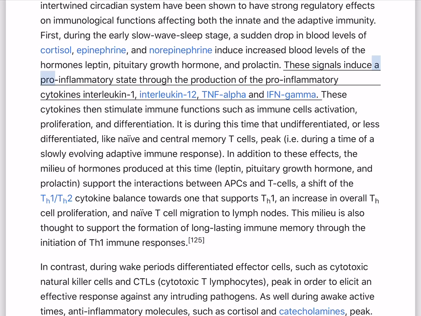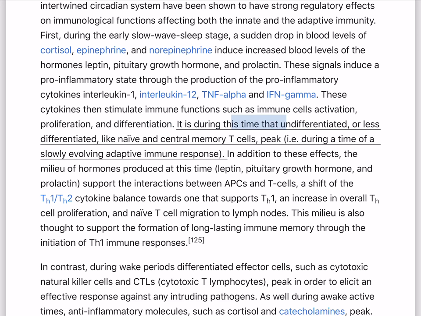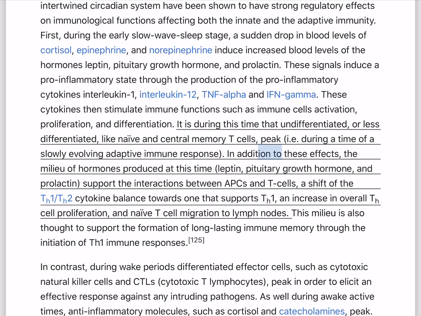These signals induce a pro-inflammatory state through the production of the pro-inflammatory cytokines interleukin-1, interleukin-12, TNF-alpha and IFN-gamma. These cytokines then stimulate immune functions such as immune cells' activation, proliferation, and differentiation. It is during this time that undifferentiated, or less differentiated, cells like naive and central memory T cells peak, that is, during a time of a slowly evolving adaptive immune response.